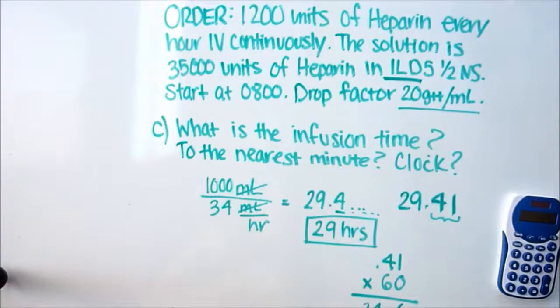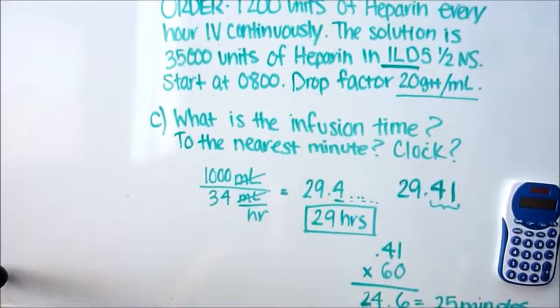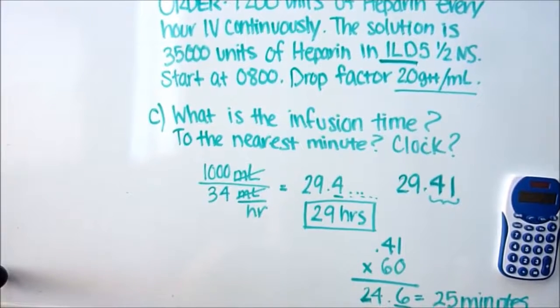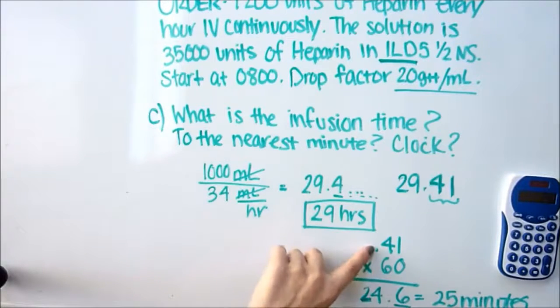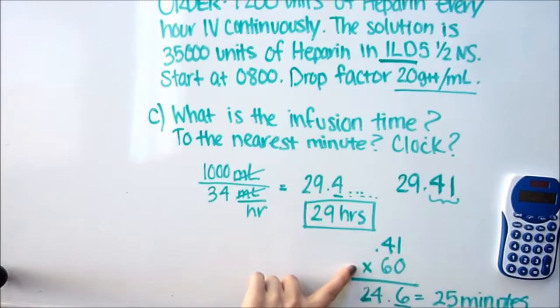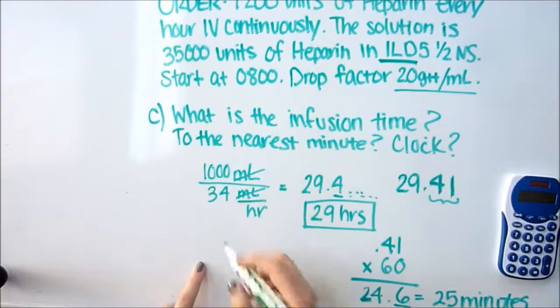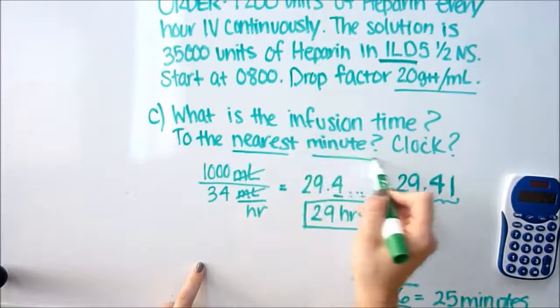I don't know if you guys can see that with my camera. Let's bring this down. You guys see that now? 25 minutes. How I got that? 0.41 times 60, which we get 24.6, which equals 25 minutes. We got to round up, right? So that is to the nearest minute.